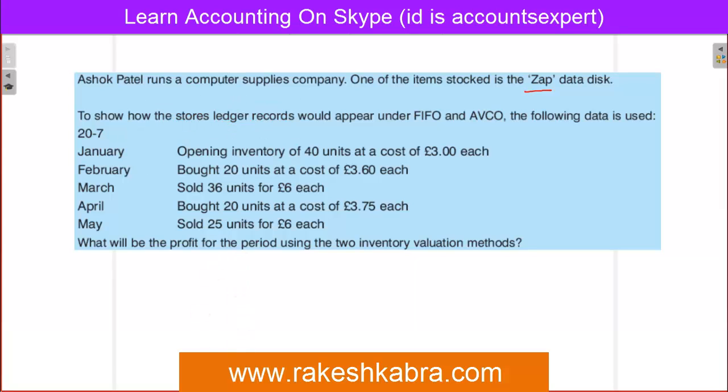So see how that store ledger record will appear. We are to prepare the store ledger record under which method? Both under FIFO method as well as average cost method. Yesterday we discussed FIFO method and average cost method. So under both methods we are to prepare this store ledger record regarding this product.